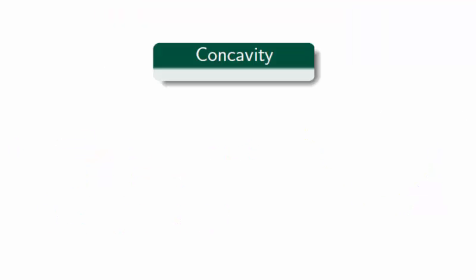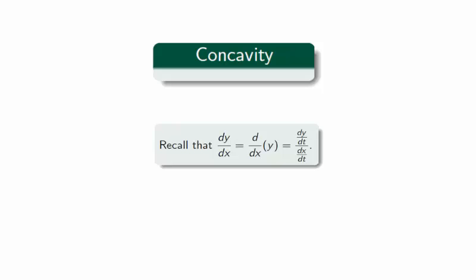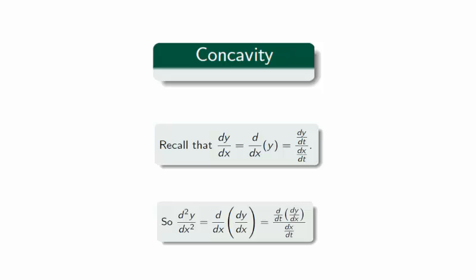We now turn our attention to investigating concavity. Recall that the second derivative, d squared y divided by dx squared, measures concavity. Let us compute. Recall that dy/dx equals d/dx of y, which equals dy/dt divided by dx/dt. So d squared y divided by dx squared equals d/dx of dy/dx, which equals d/dt of dy/dx divided by dx/dt.